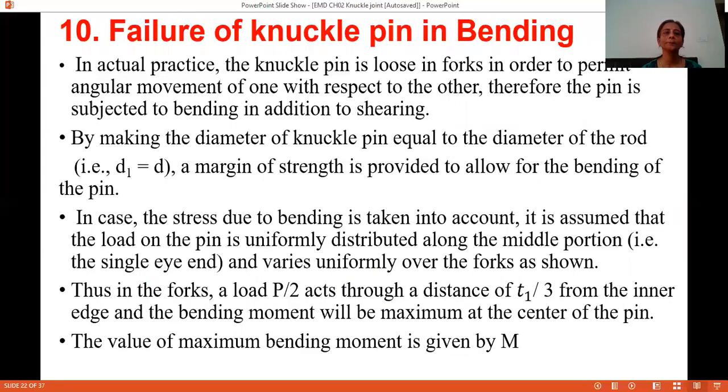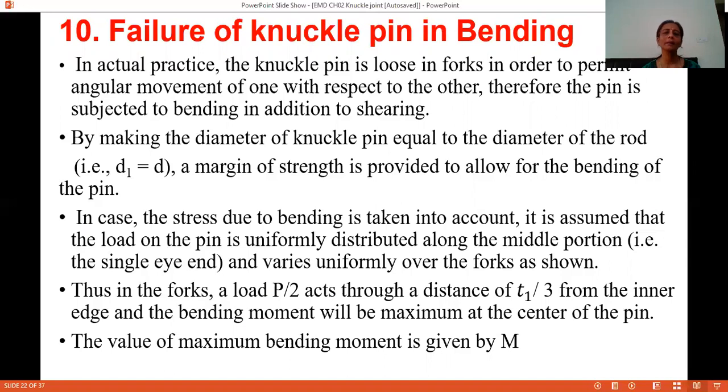10th step is the failure of knuckle pin in bending. In actual practice, knuckle pin is kept loose in the fork to allow the angular movement in one plane, and therefore other than the shearing, pin will be also subjected to bending failure. And we have kept diameter of pin equal to diameter of rod, and a margin of strength is provided to allow for the bending of the pin.